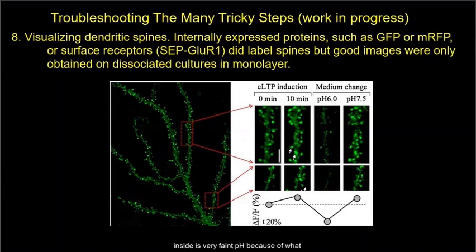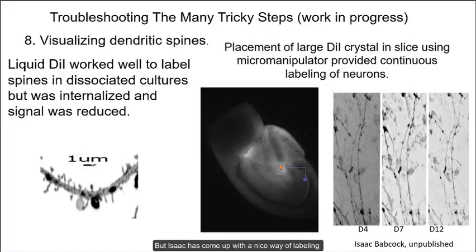What you're seeing inside is very faint pH because of what Phil said about the internalization compartments all being at pH 5, or at least less than 6. And so we can actually see new spines that are formed over here. This work was done in James Zane's lab.